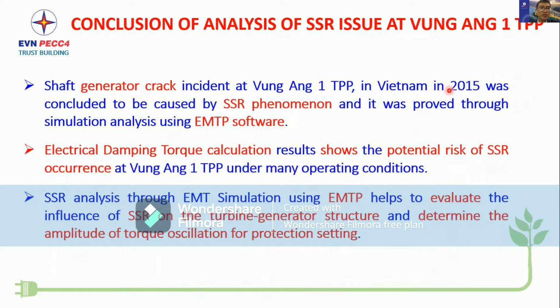So through this simulation, we can conclude that the shaft generator crack incident at Vung Ang 1 thermal power plant in Vietnam in 2015 was caused by the SSR phenomenon, and we can prove this by using EMTP software. Second, the electrical damping torque calculation result shows the potential risk of SSR occurrence at Vung Ang 1 thermal power plant under many operating conditions.